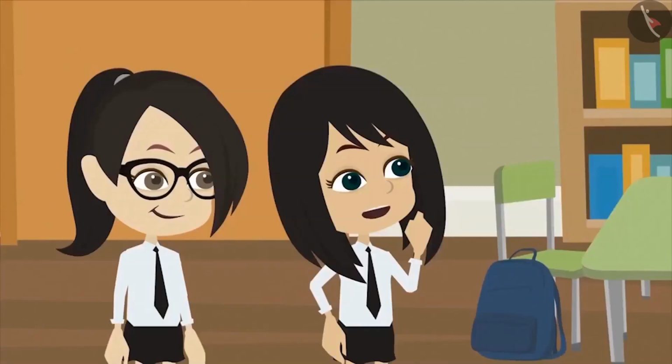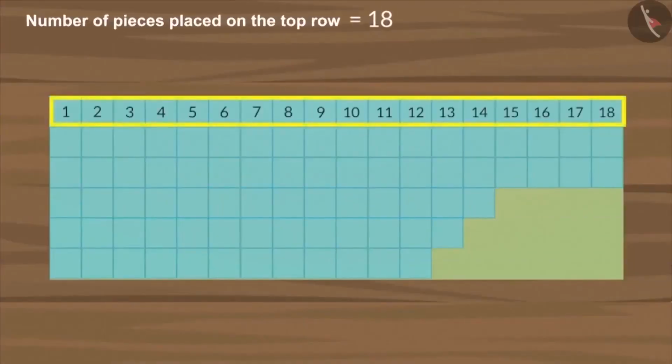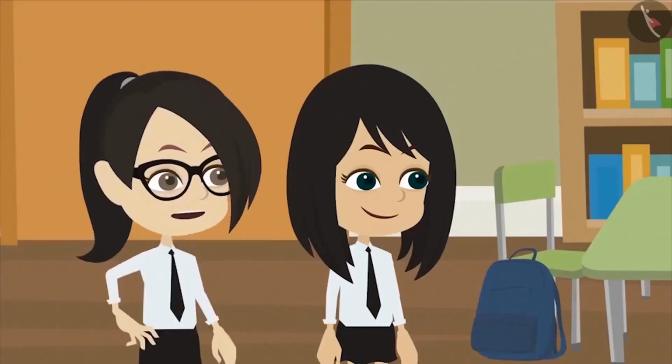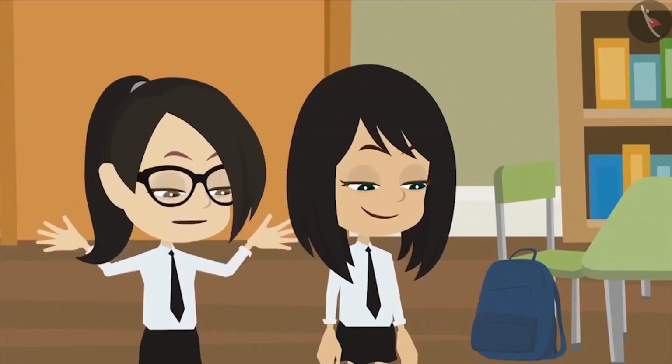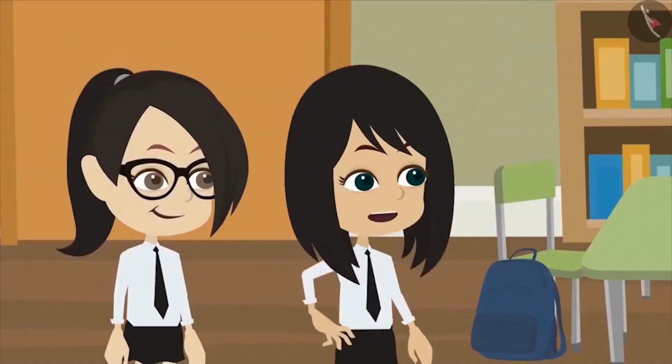Now we will try to measure the desk. Yes, go ahead. 18 pieces are placed on the top row of the desk and 6 on the side. So we multiply them to identify how many pieces will be required to cover the entire desk. We get 108 on multiplying 6 by 18. So does this mean that we will require 108 pieces to cover this desk completely? Yes. Wow, this method is very good.